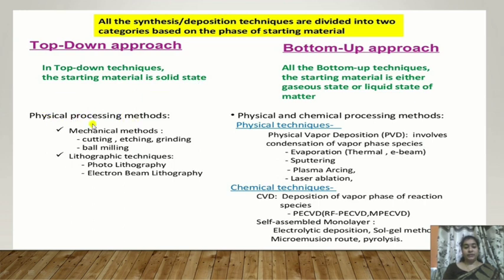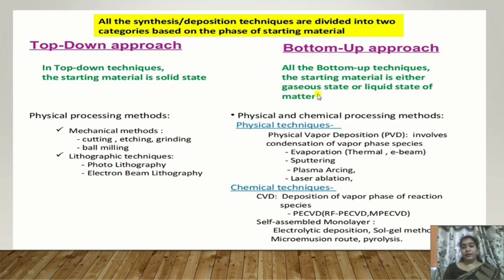In physical processing methods, there are mechanical methods and lithographic techniques. Mechanical methods include cutting, etching, grinding and ball milling, and lithographic technique includes photolithography. What does photolithography mean? In lithographic technique, the main source is a laser beam. We use the laser beam to etch the particles. In the next slide, we will see it.